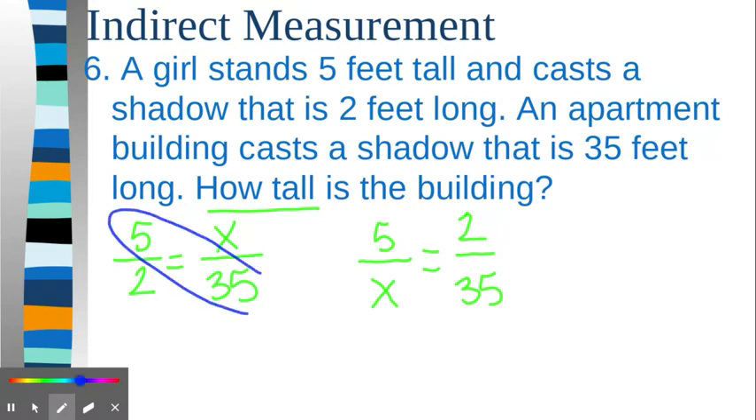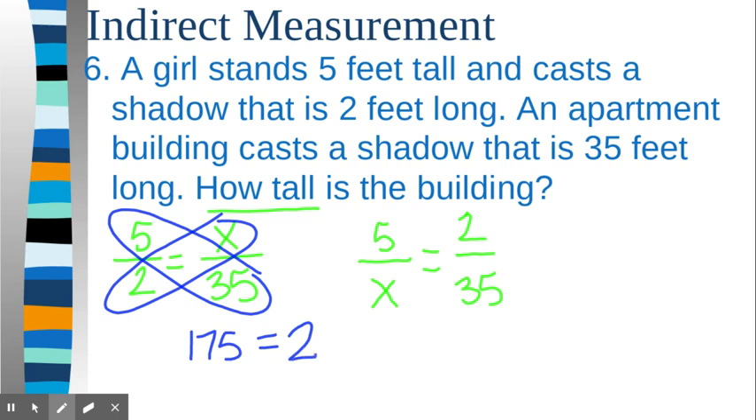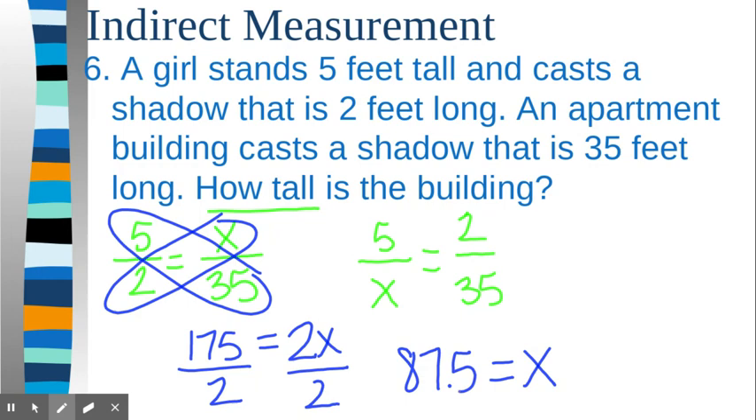So 5 times 35 gives us 175. And then we have our 2 times x. When we divide by 2, we get a solution of x equals 87.5.